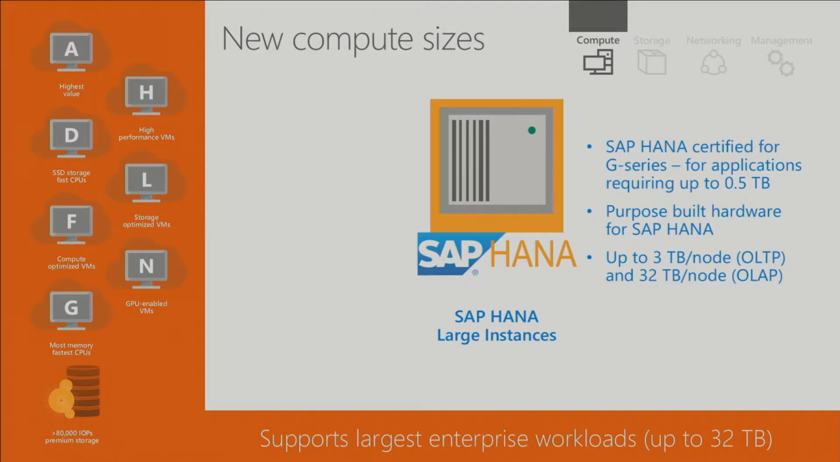SAP HANA. For OLTP, it's about 3 terabytes per node, and for OLAP, we have 32 terabytes. We are proud to say we support the largest enterprise workloads, and we are looking to increase the support even further, and we'd love to hear more from you if you're interested in sizes larger than 32 terabytes.